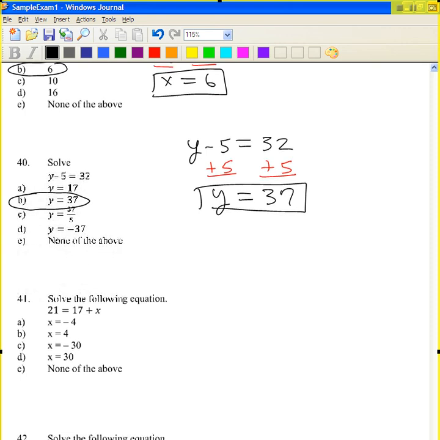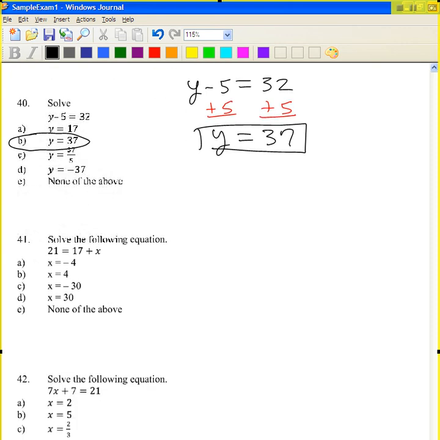41. Solve 21 equals 17 plus x. Subtract 17 from both sides of my equation. 21 minus 17 is 4. So x is equal to 4.